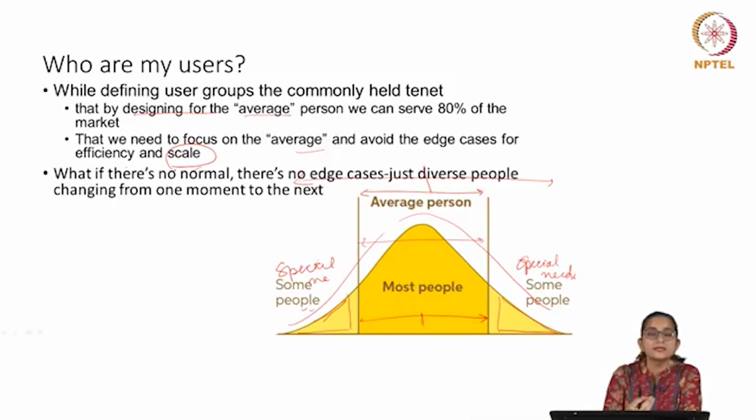However, what if I tell you that there is nothing called normal, right? So this tenet of normal or average is itself a fallacy, right? And there are no edge cases really. It's just a diverse set of populations changing from one moment to the next. And some of our previously discussed definitions of temporary or situational disabilities kind of fit into this statement, right?